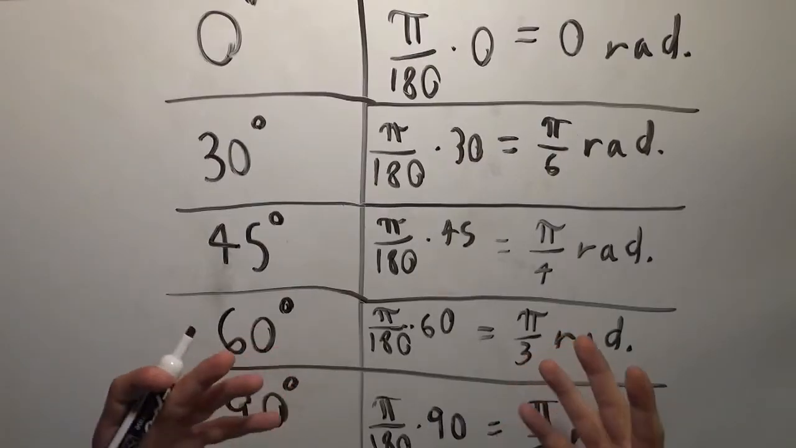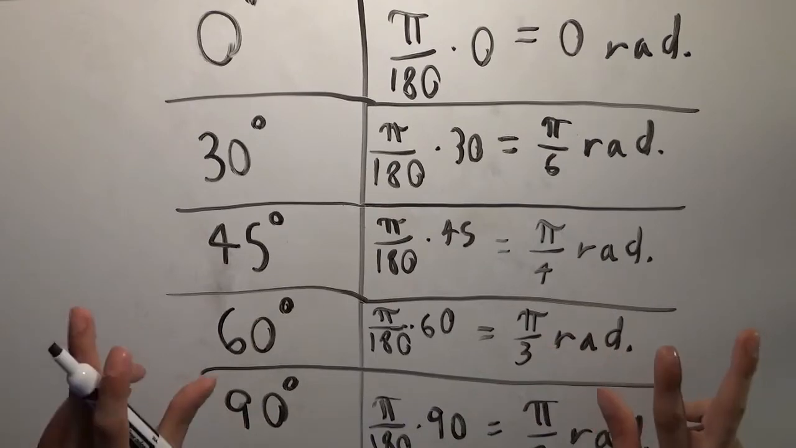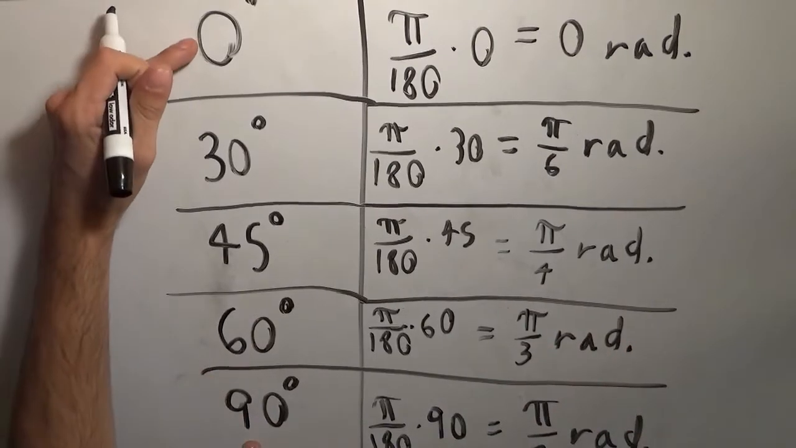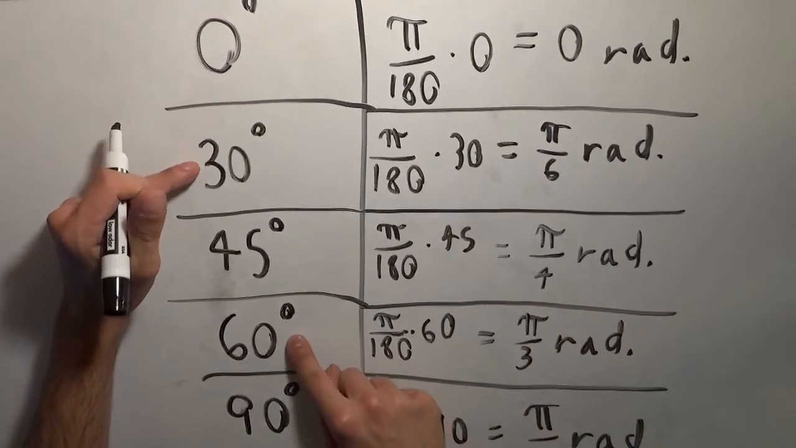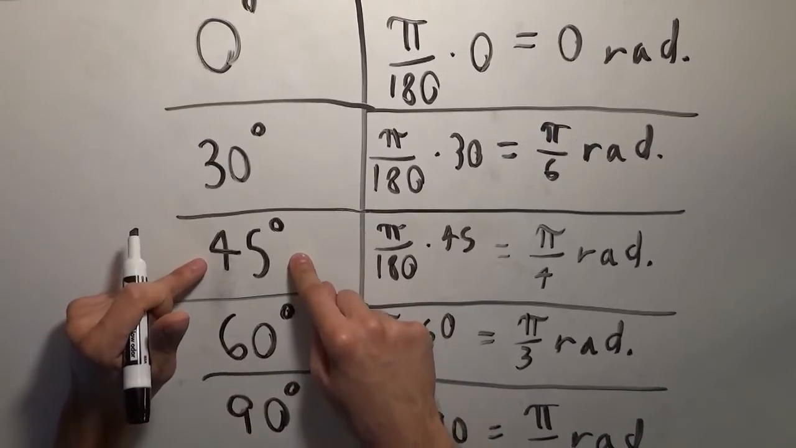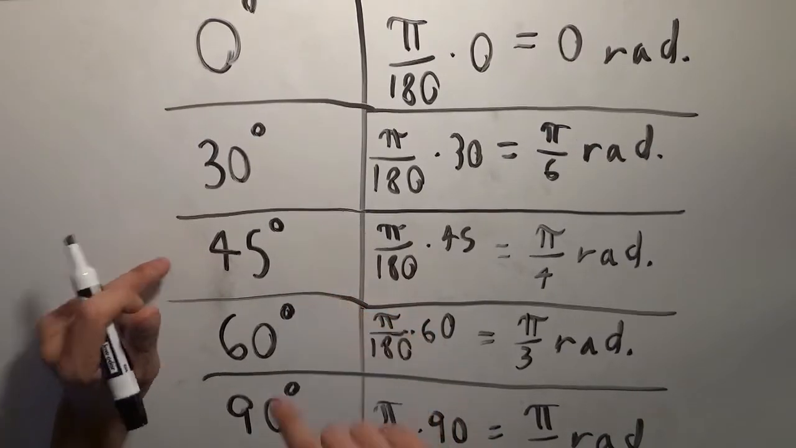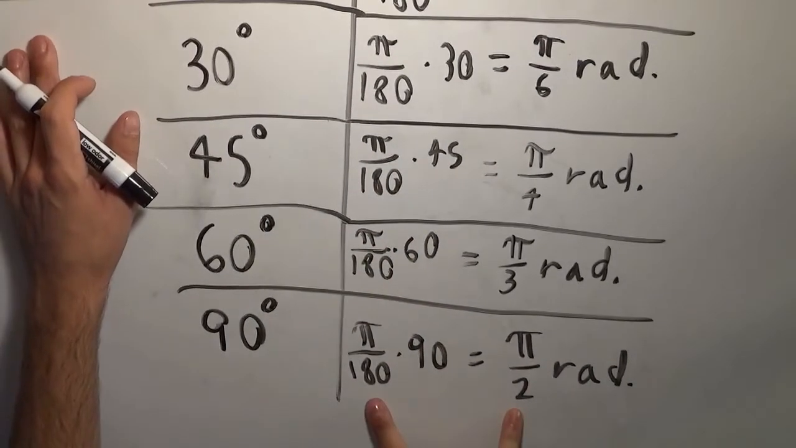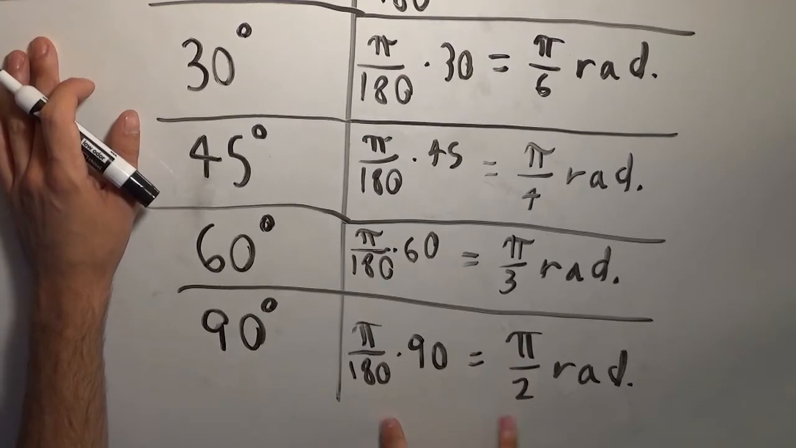Two angles that add up to 90 degrees, what we call complementary, right? 0 plus 90 is 90, 60 plus 30 is 90, 45 plus 45 equals 90. Now, this one is pretty easy to confirm, right? 90 divided by 180 is 1 over 2, times pi gives us pi over 2.